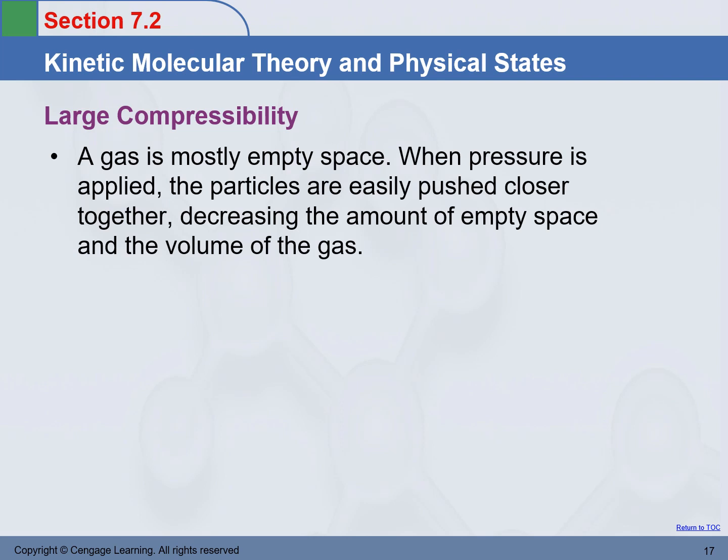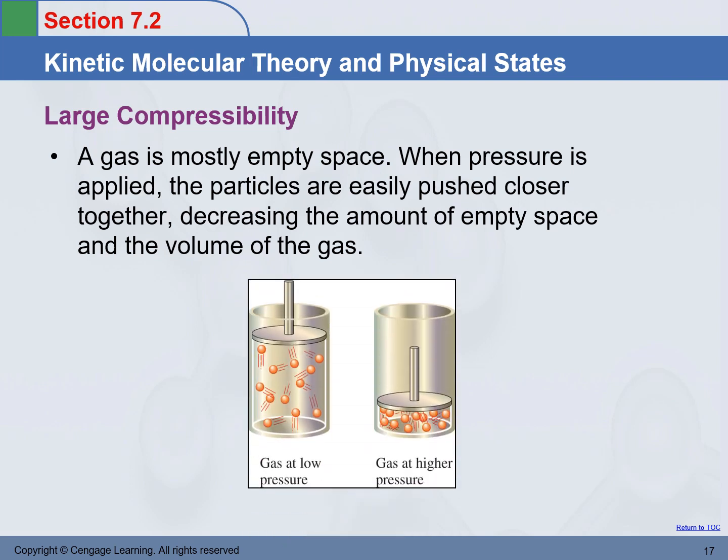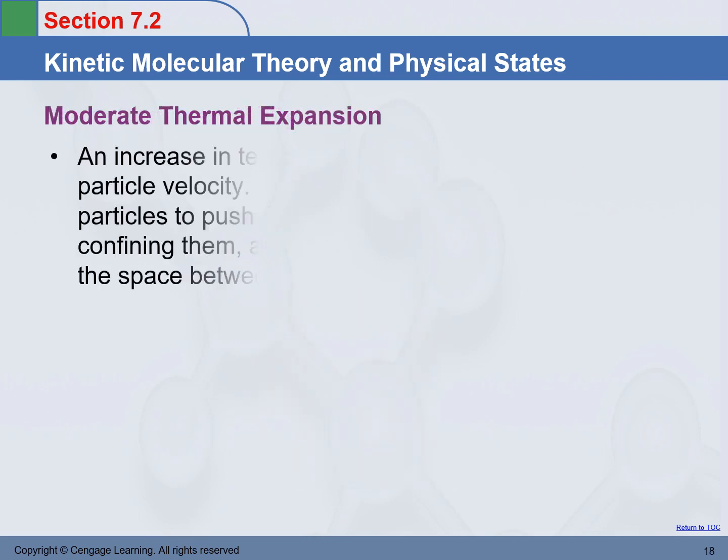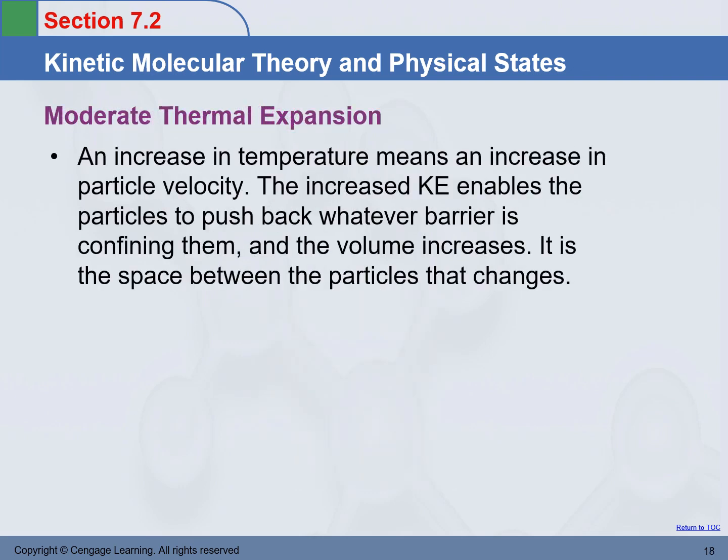Large compressibility. Pressing it will decrease the space, decrease the empty space between the particles. So large compressibility. Moderate thermal expansion. When temperature goes higher, kinetic energy goes higher. So the increased kinetic energy enables particles to push back whatever barrier is confining them, and the volume will increase.